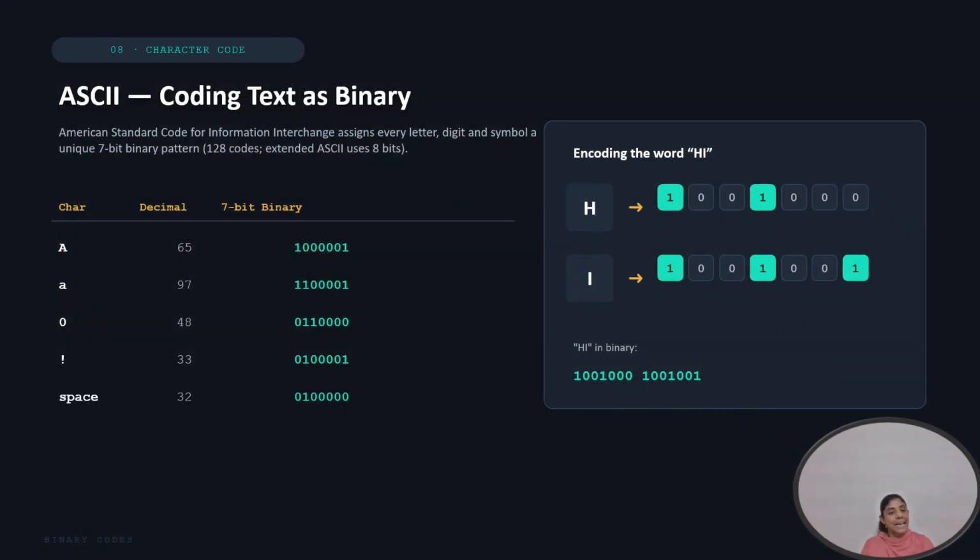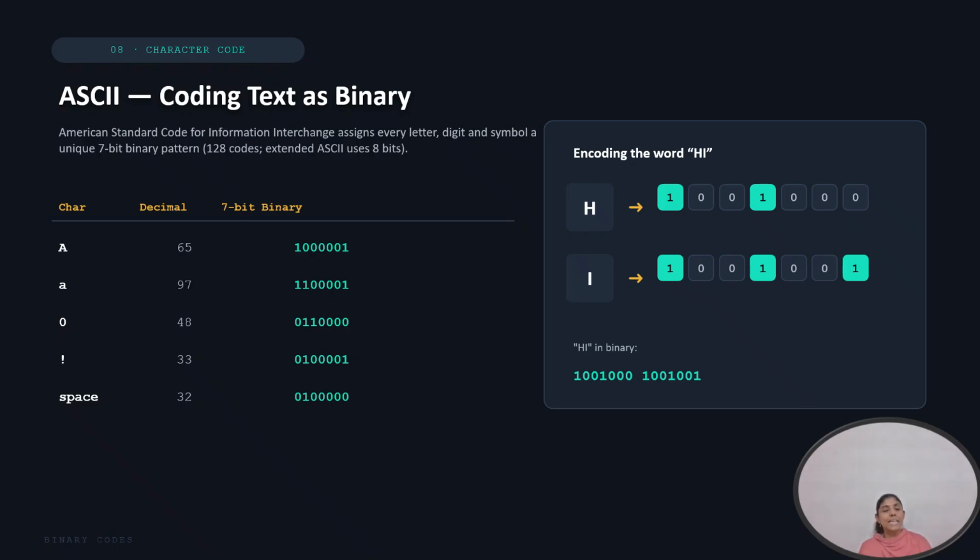So next is the ASCII code. ASCII means American Standard Code for Information Interchange. In this, every character you see visibly on your keyboard, whether it may be a letter, a digit, or a symbol, is represented.